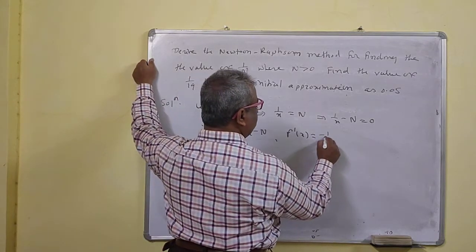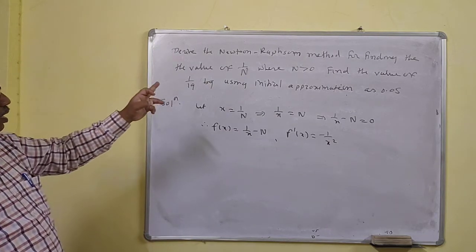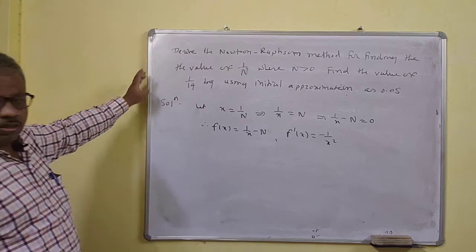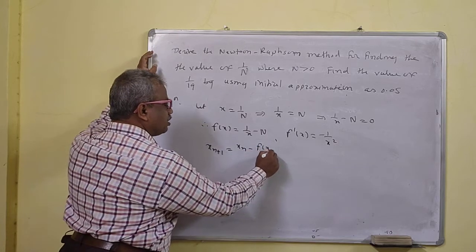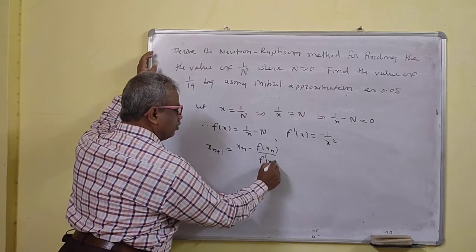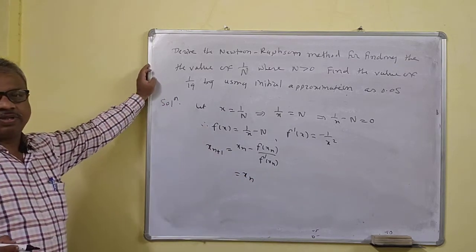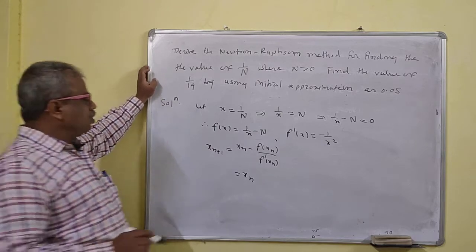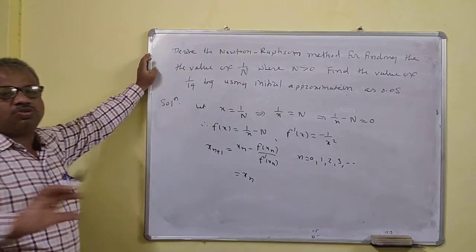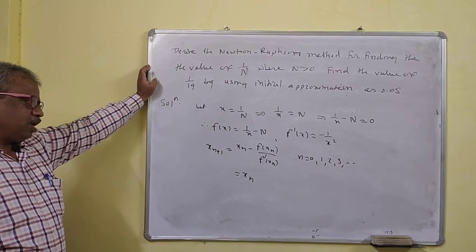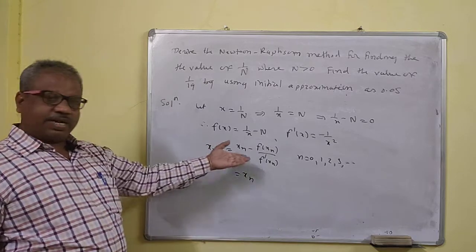So f prime x is minus 1 by x square. Now what is your Newton-Raphson method? You have to find the formula for this. Your xn plus 1 is xn minus f of xn upon f prime xn. We need the general formula, where n is equal to 0, 1, 2, 3, 4 and so on. This is the Newton-Raphson formula to find the root of the equation. If you put n equal to 0, we get x1; n equal to 1, you get x2; n equal to 2, you get x3, and so on.